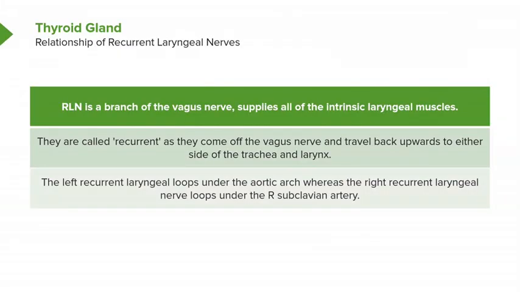The left and right recurrent laryngeal nerves do have some anatomic relationship differences. The left recurrent laryngeal nerve loops around the aortic arch in the vicinity of the ligamentum arteriosum, whereas the right recurrent laryngeal nerve loops more superiorly on the right side and loops under the right subclavian artery.